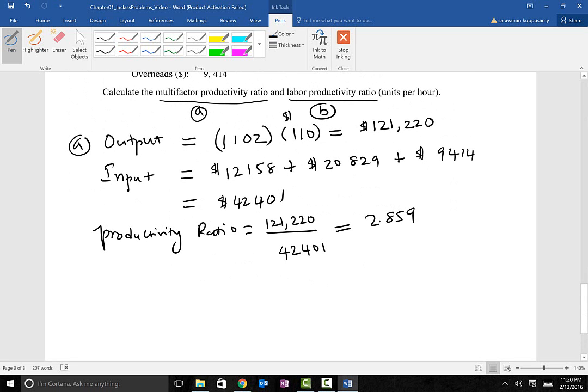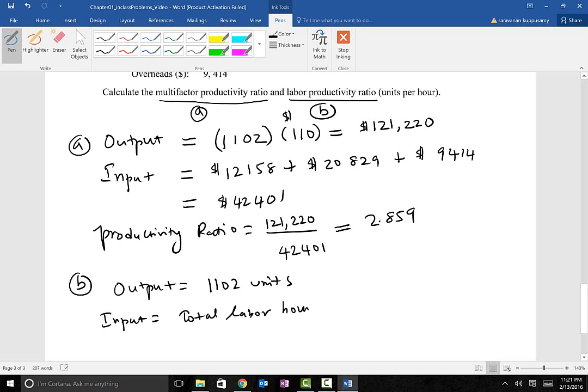Now let's take a look at the second part, labor productivity ratio. They want us to calculate the labor productivity ratio in terms of units per hour. The output is given, 1102 units. But we need to calculate what is the input. In this case, the input is the total labor hours spent.